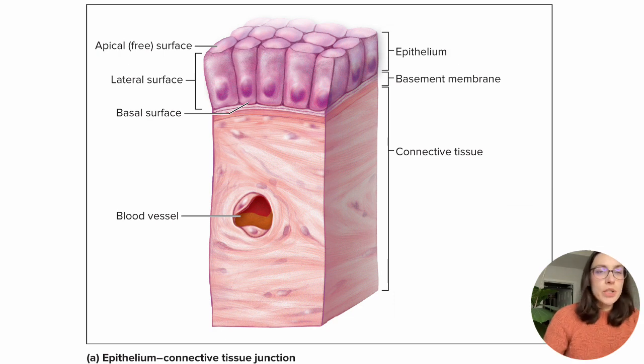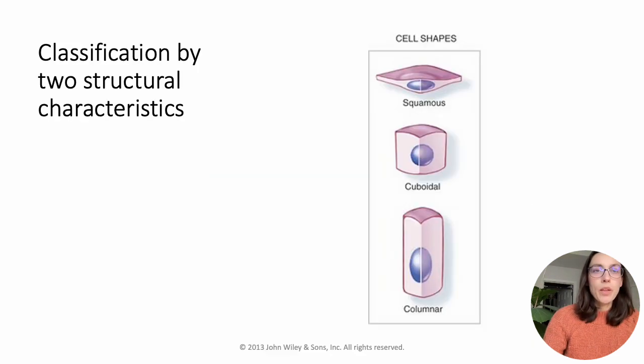However, there are many different types, and let's look at how the different types are classified. There's a pretty good pattern here, so let's look. First, we look at the shape of the cells that make up the epithelial tissue. And there are three general shapes. They vary within a range.